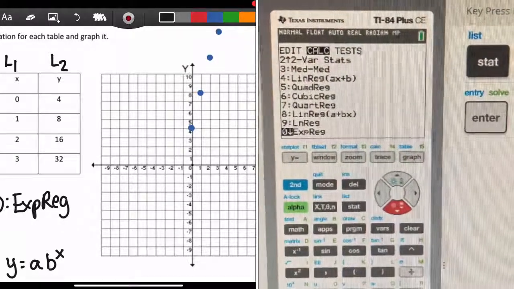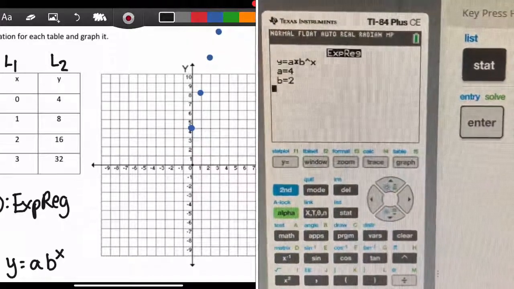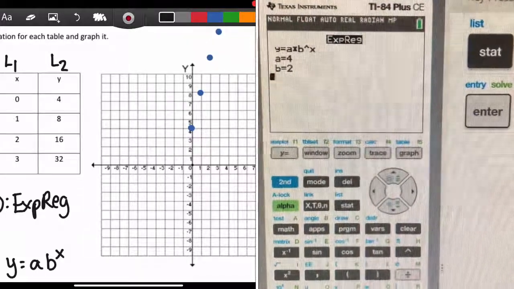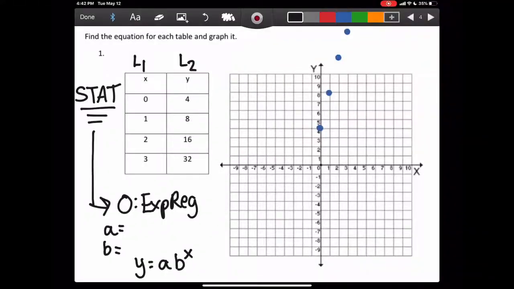Going to hit enter, and then you're going to hit enter 5 times. It's going to give you an A and a B, just like I said. With the A and the B that you found, you are going to put those numbers into your equation. You have an A that equals 4 and a B that equals 2. So I'm just going to substitute my numbers in right here.